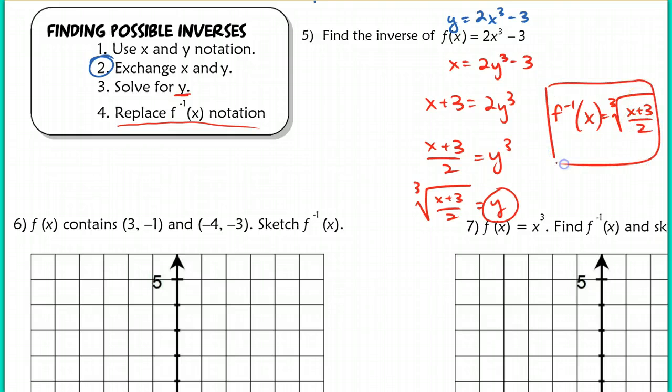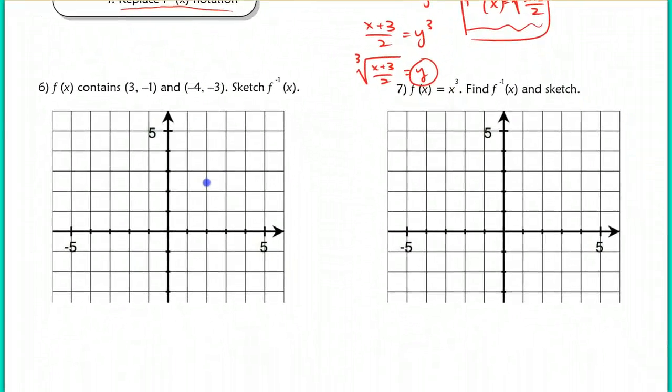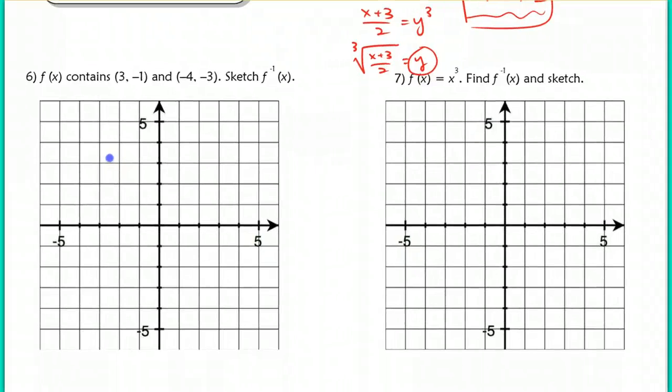So just to go back to that note I was telling you about, remember f inverse of x does not mean 1 over f of x, okay? Because this is clearly showing you that that's not the case. Alright, last portions. Thanks for sticking in there.